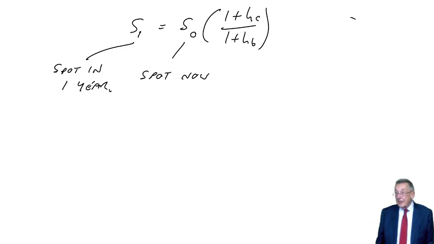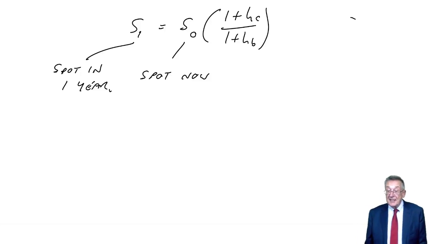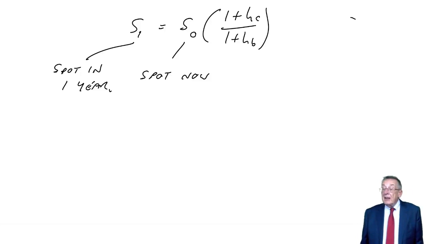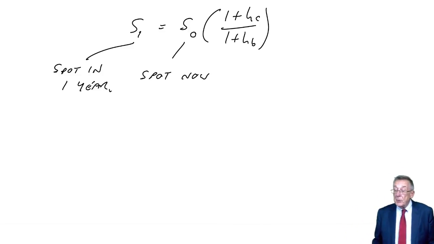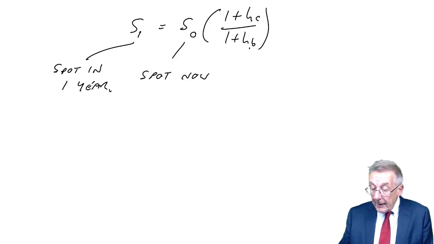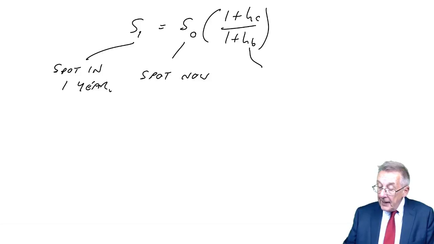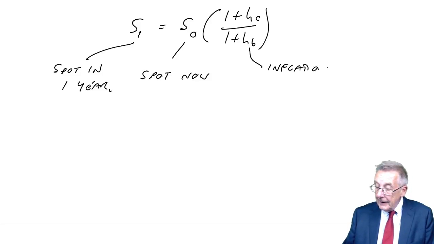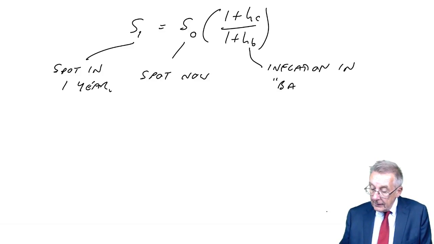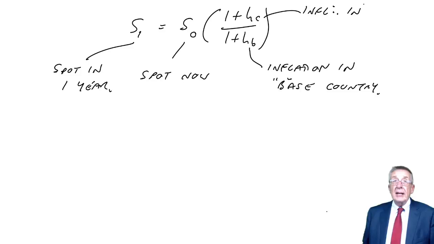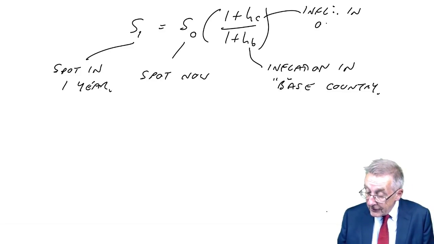H, well, I don't know why the examiner chose H, but H is the inflation rate in each of the two countries. The problem is remembering which is which. Now, it's up to you to find your own way of remembering which is which. But the way I remember it, which may sound a bit stupid, is hB is inflation in, well, I say B for base country. Whereas hC is the inflation, well, I can't think of anything that C could stand for. It's the other country.